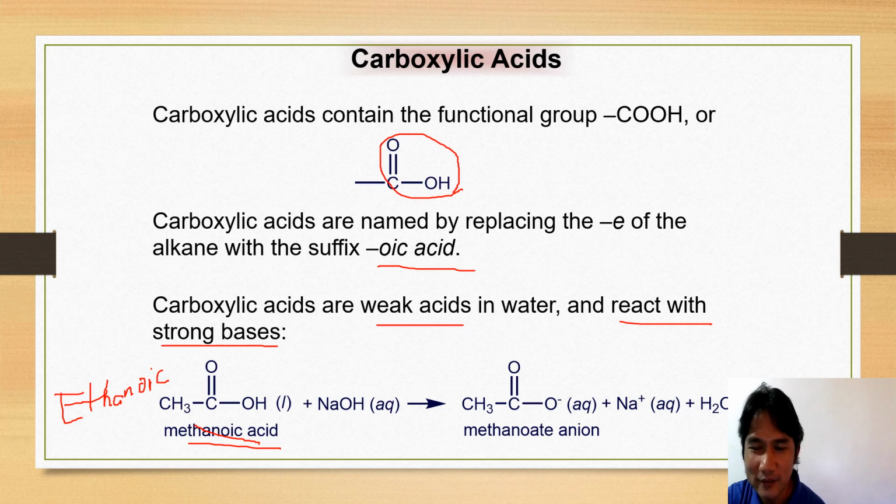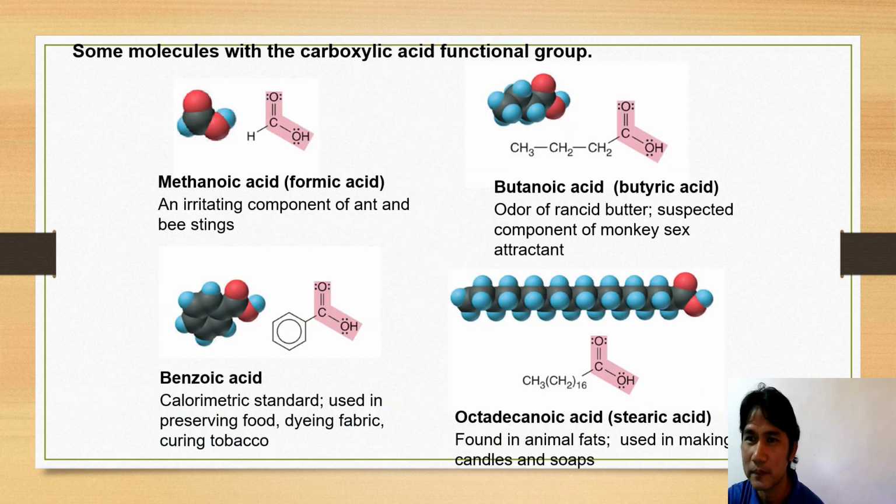So when ethanoic acid reacts with sodium hydroxide, a strong base, you form, again this label is incorrect, ethanoate. Ethanoate because the oxygen here is negatively charged. So these are some examples of molecules with carboxylic acid. Metanoic, commonly known as formic acid, there's only one carbon.